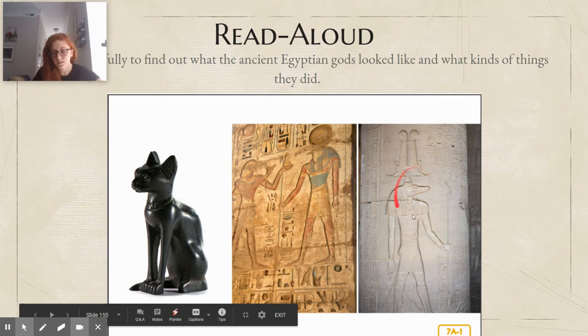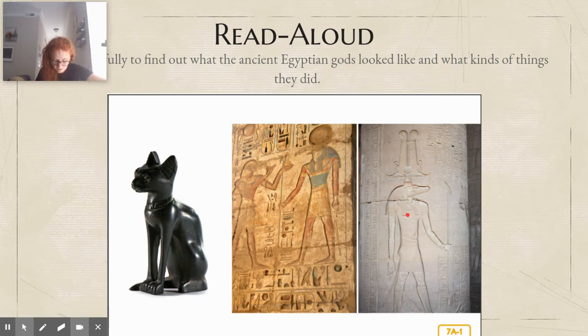So here is Sobek. You see his crocodile head? All right. Another Egyptian god was depicted as a cat, another as a hippopotamus, and so on. Others looked completely human, but were still thought to have special powers.